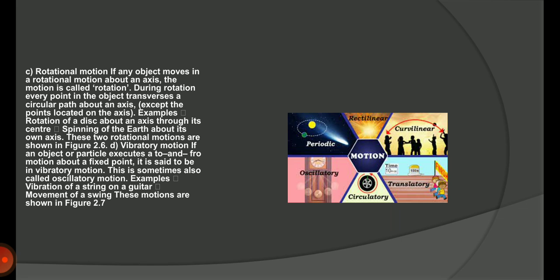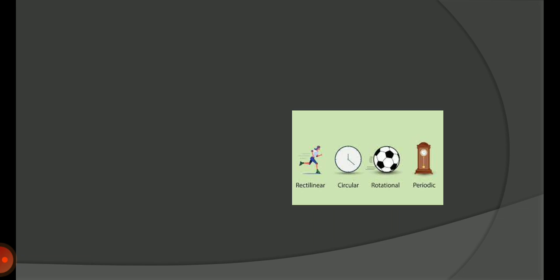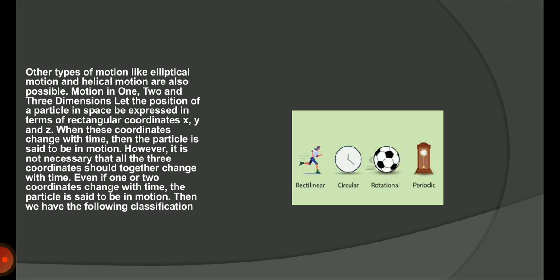Vibratory motion. If an object or particle executes a to and fro motion, it is vibratory motion. This is sometimes also called oscillatory motion. Example, vibrating of the string in a guitar, movement of a swing. This motion is shown in figure 2.7. Other types of motion like elliptical motion and helical motion are also possible.